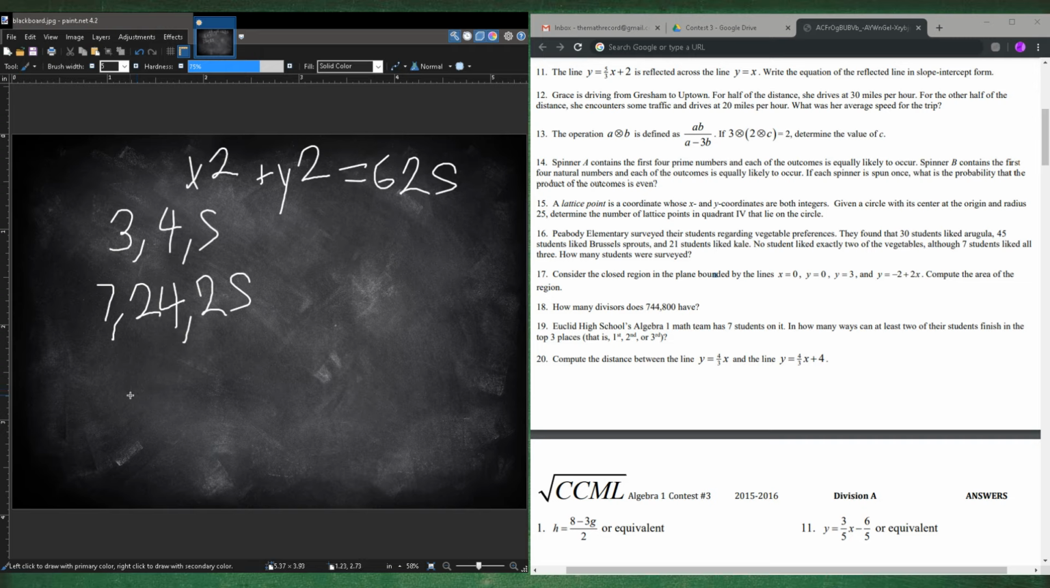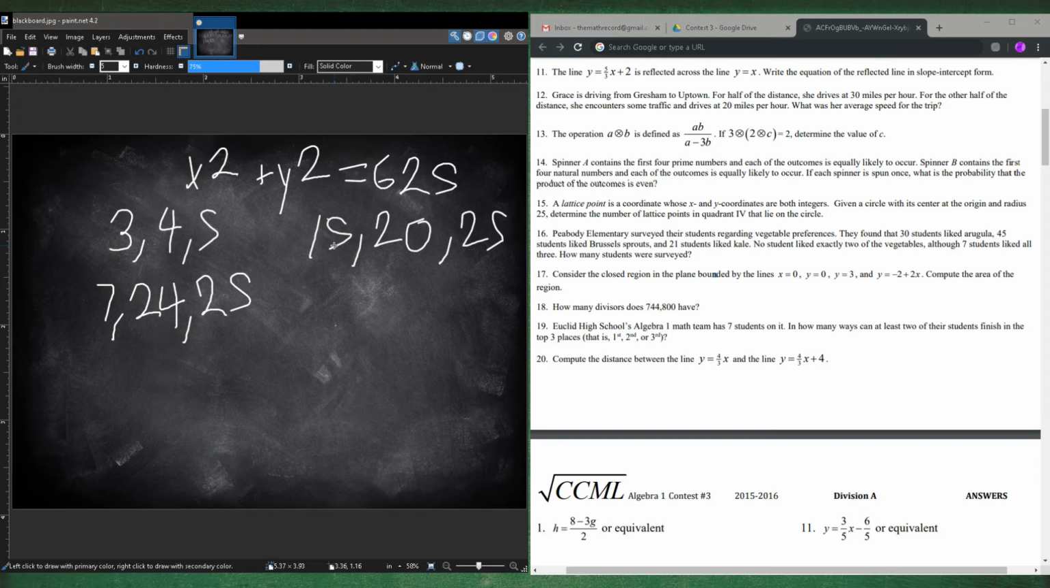Wait, no, it's not 10. It's 11, 60, 61. And then 12, 30. Okay, that's not going to work, so these are the only possible ones, ish. And then we have 3, 4, 5, right? So you can scale this up. You can multiply this by 5, so you get 15, 20, 25.